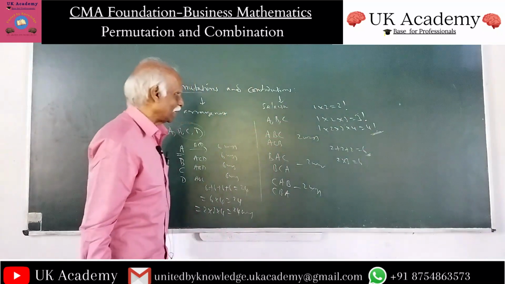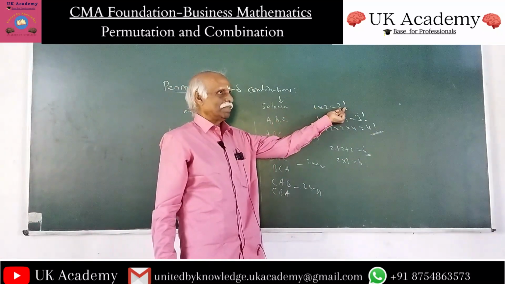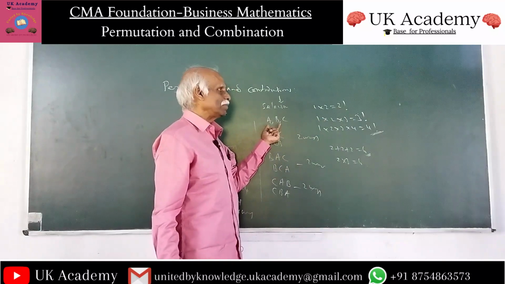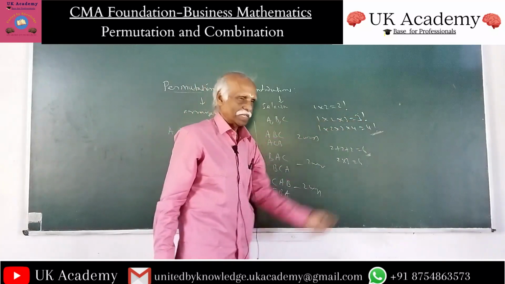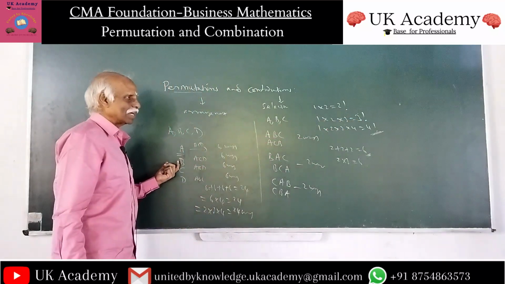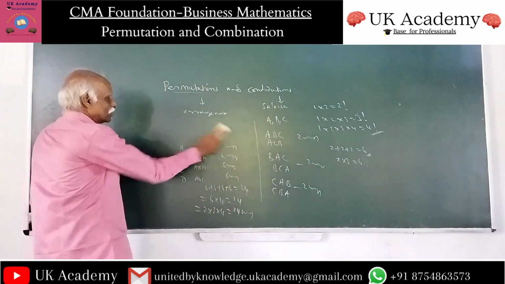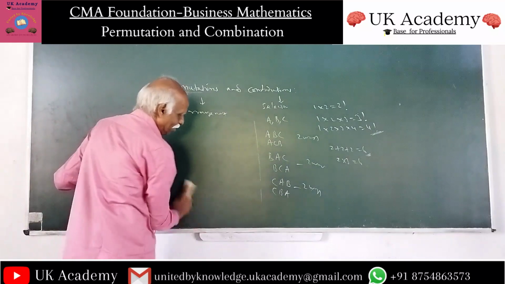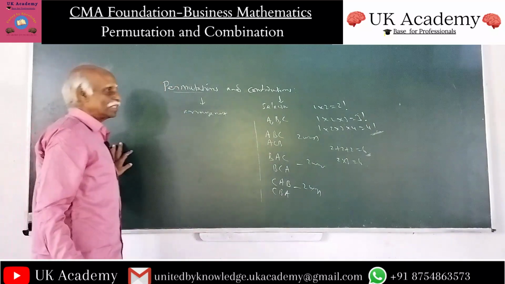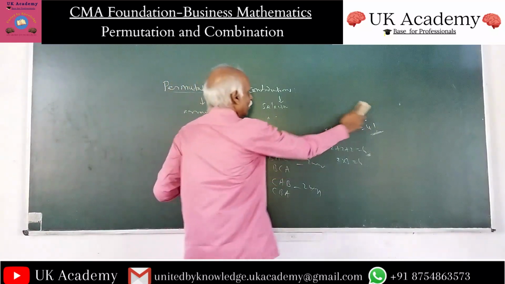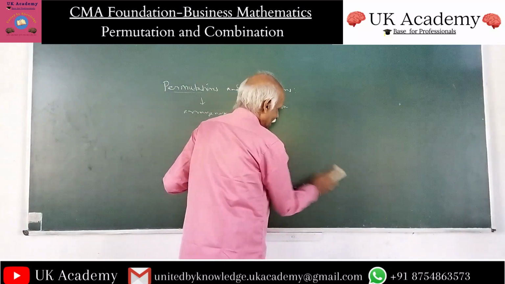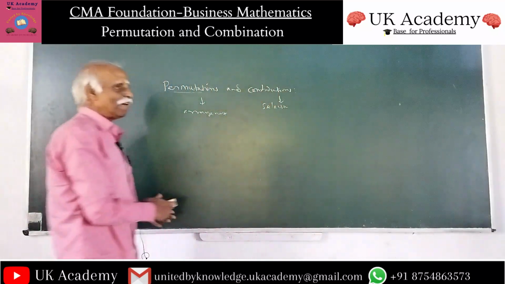Two objects can be arranged in 2 factorial ways. 3 different objects can be arranged in 3 factorial ways. 4 different objects can be arranged in 4 factorial ways. Similarly, supposing there are n different objects, they can be arranged in n factorial ways.